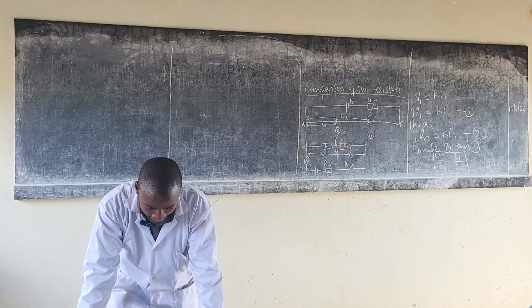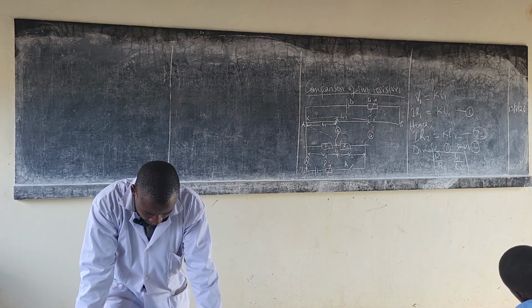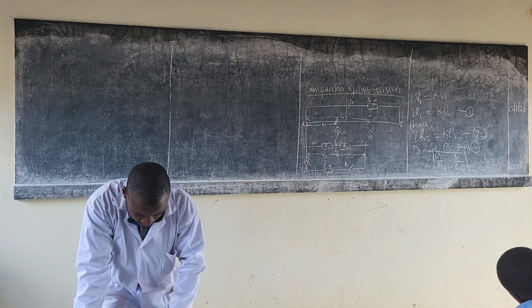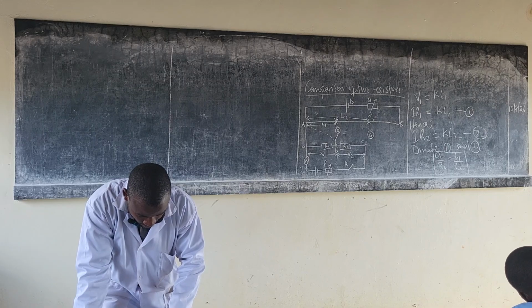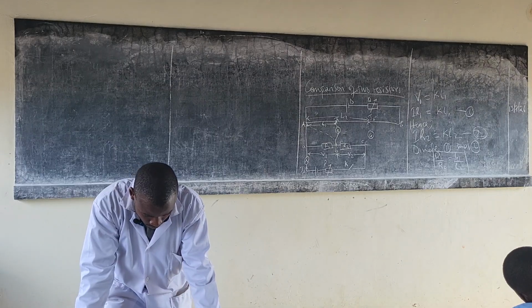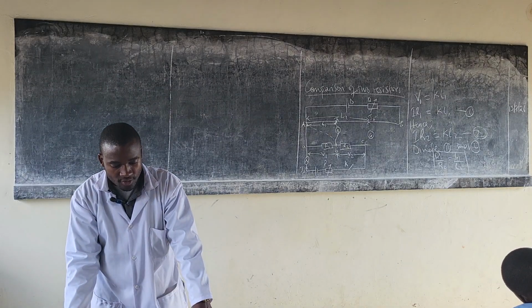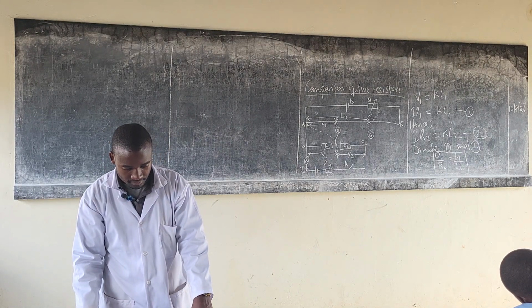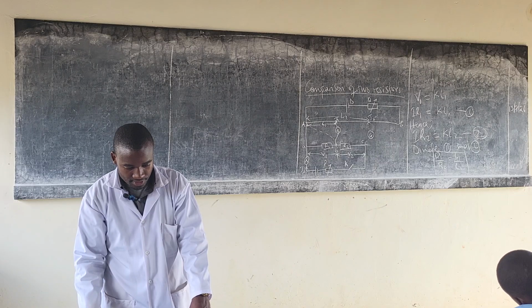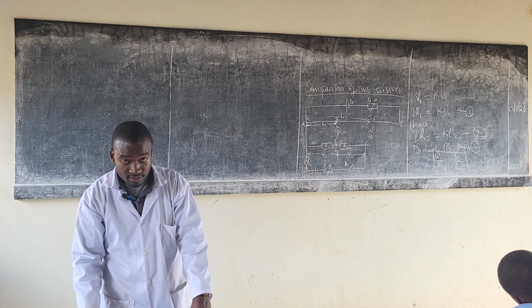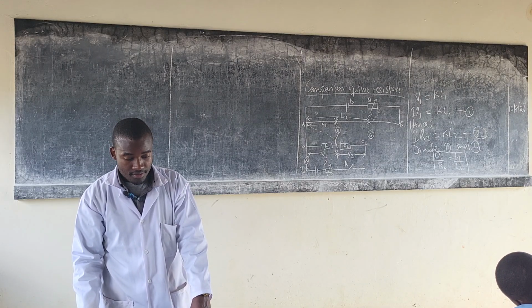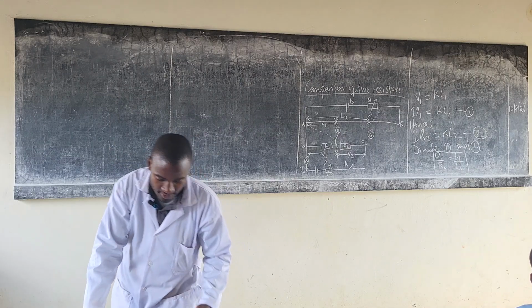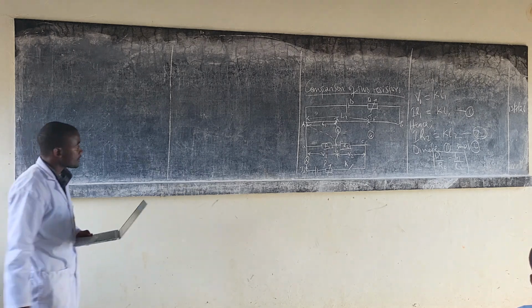The circuit below is used to compare the resistance R of an unknown resistor with a standard 100 ohms.